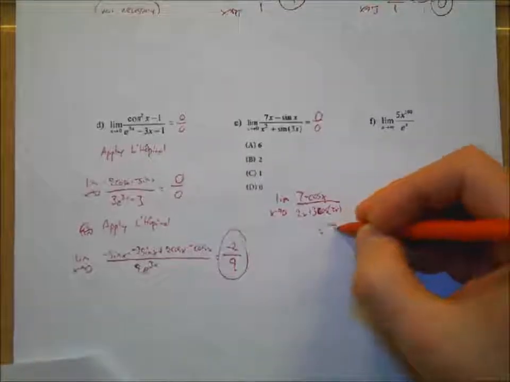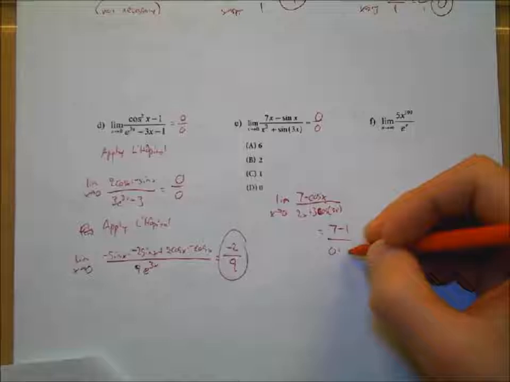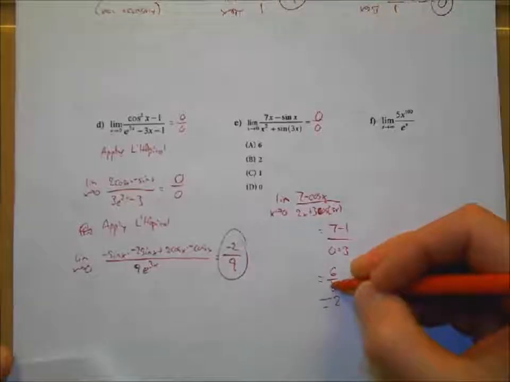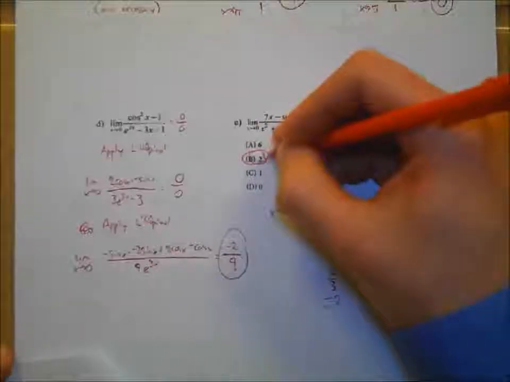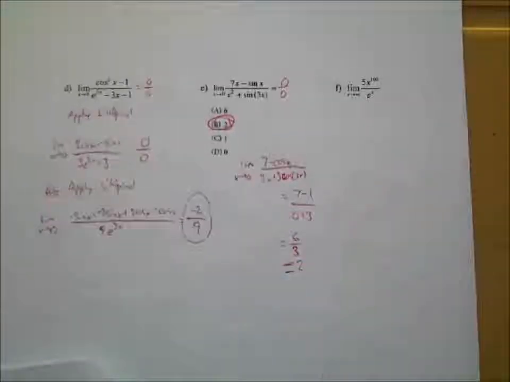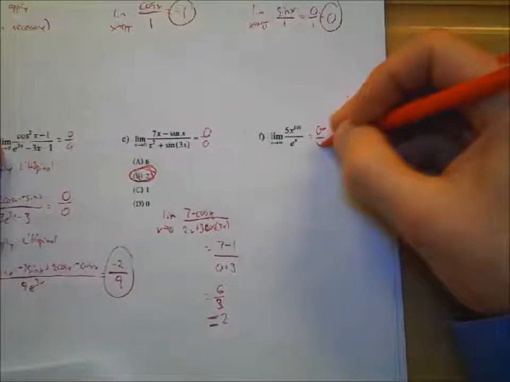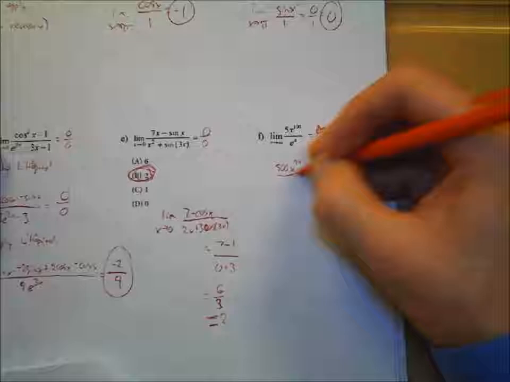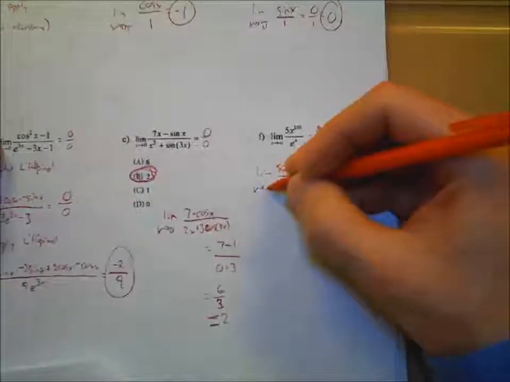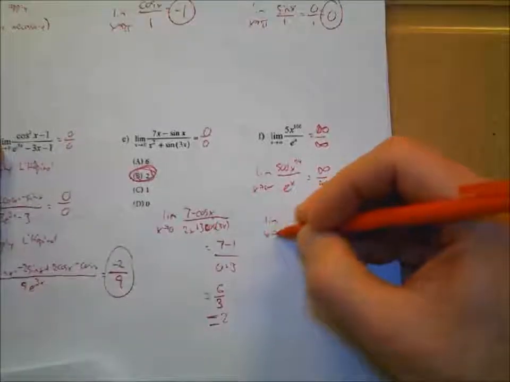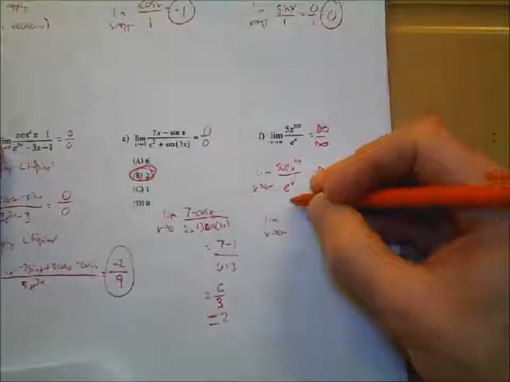Okay. Letter E, it's multiple choice, so I'm going to do a little bit quicker work here just because it's multiple choice. We'll take the derivative. We don't need to apply L'Hopital's here because it's multiple choice. They're not going to check your work. So we'll say 7 minus cosine x over 2x plus 3 cosine 3x. Plug it in. You get 7 minus 1 over 0 plus 3. So we get 6/3 or 2. So letter E is letter B. Okay, 2 there is our answer.